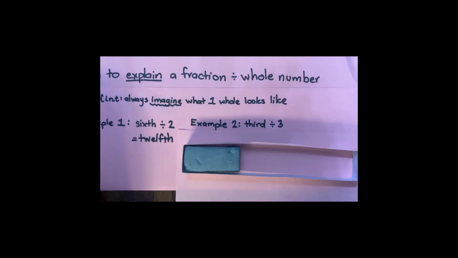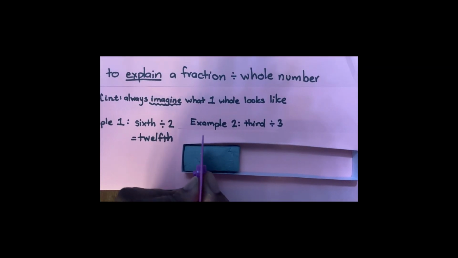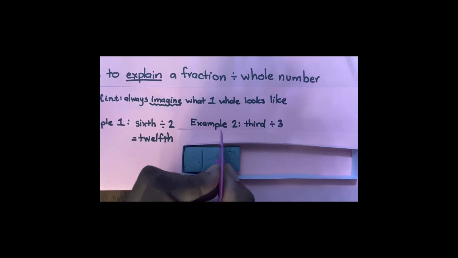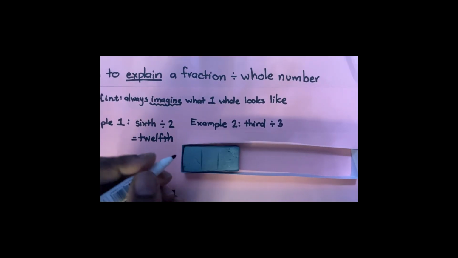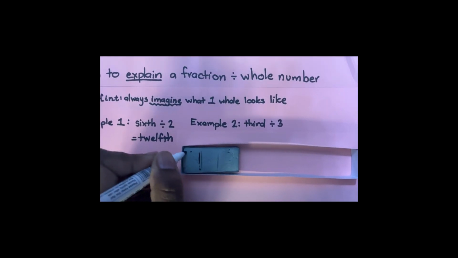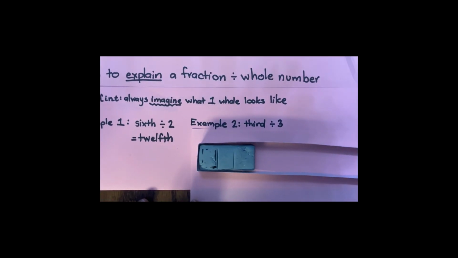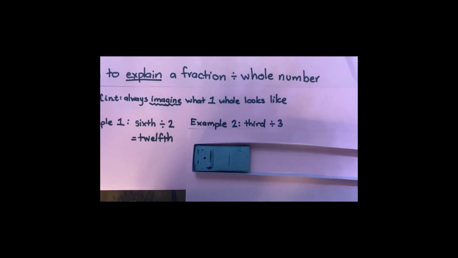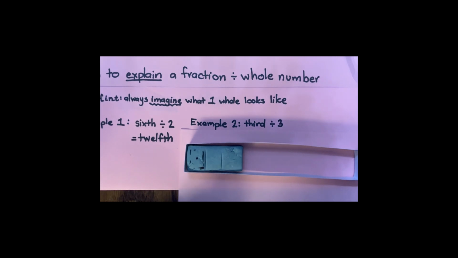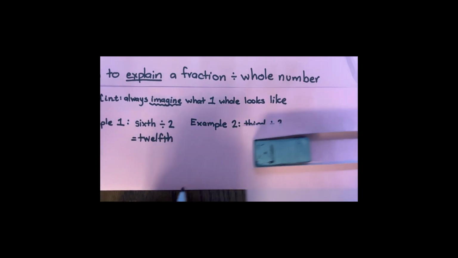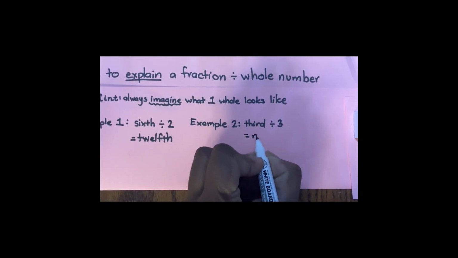Now I'm going to divide it into 3. So I divide it into 3 equal pieces. How much is just one of these pieces? What is the size of the new pieces? To figure that out, you always think about the whole. It would take 1, 2, 3, 4, 5, 6, 7, 8, 9. It would take 9 copies of this new little piece to make a whole. That is the definition of a ninth. So a third divided by 3, the new size must be a ninth.